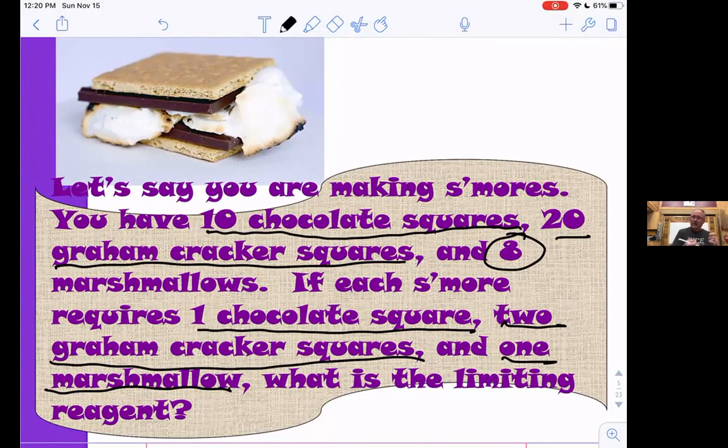So I could calculate how many chocolate squares I would use with those 8 marshmallows, which would be 8. And I would have leftover chocolate squares, 2. I prefer the chocolate by itself. I'm not a big s'mores guy, so I would be excited that I'd have 2 extra chocolate squares. I would additionally have some extra graham crackers, but you get the idea.